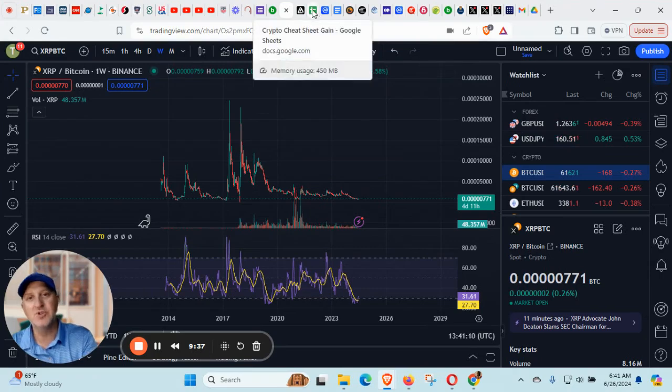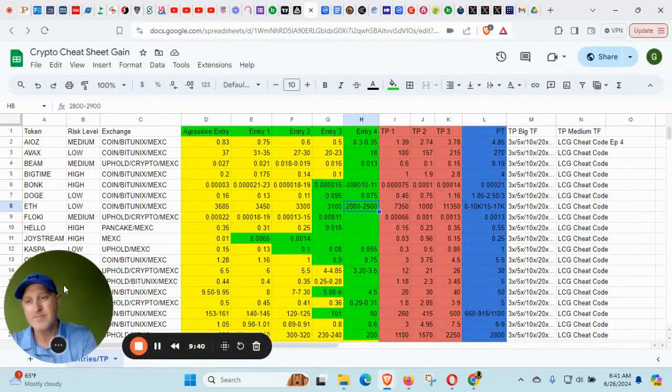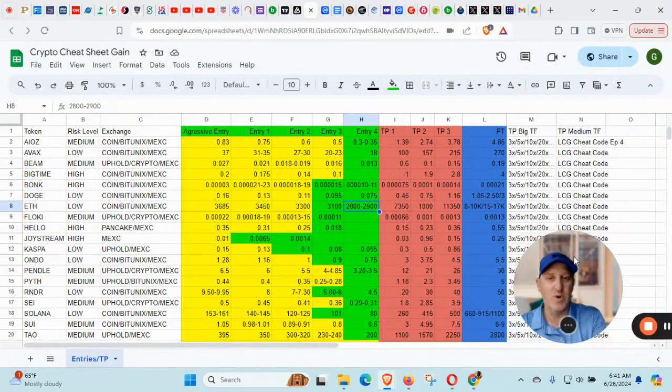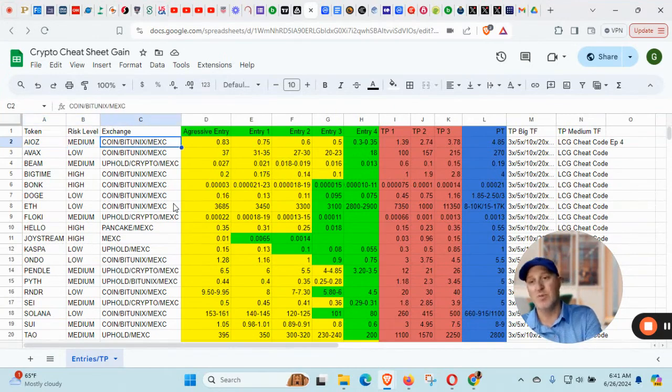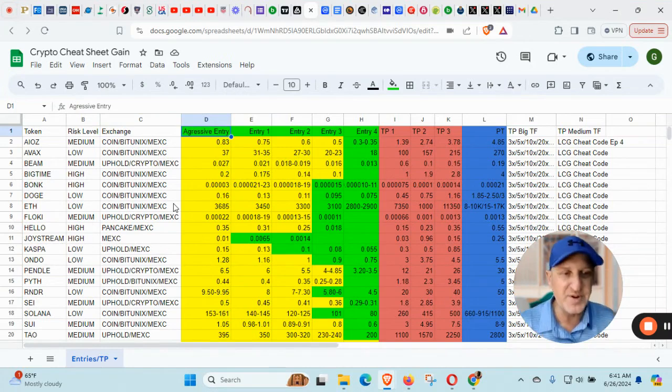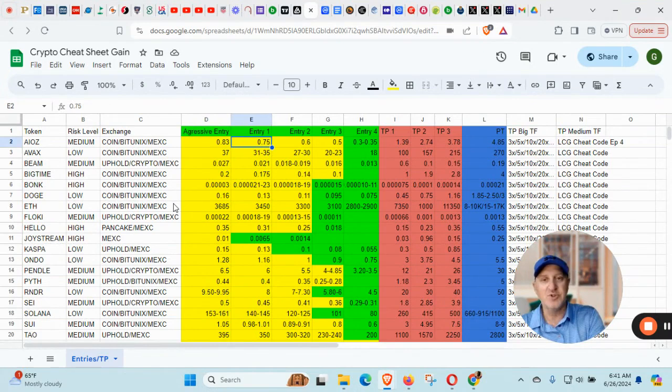So let's jump into the crypto cheat sheet here, and we're going to have a look at what we have. Just recently, we had the Bitcoin dump under 60K, and altcoins had a bit of a dump as well. And we got some more entries hit. You can see what I have here: aggressive entries, entry 1, entry 2, entry 3. There's 5 entries, okay? And I put for an example that if you had $1,000 for each coin, the entry would be 200, 200, 200, 200, and 200. If you had $500 for each coin, 100, 100, 100, 100.